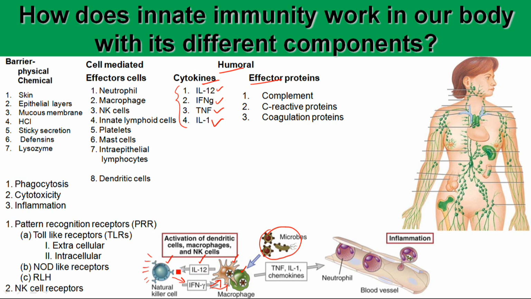cell, and this natural killer cell produces the interferon gamma, which induces more phagocytosis by the macrophage and the dendritic cell. And then this phagocytic cell produces TNF and interleukin 1 and some other chemokines. Those are very helpful for the production of inflammation, because this type of inflammation by these cytokines helps recruit the neutrophils and other lymphocytes from the blood vessel to the site of infection.